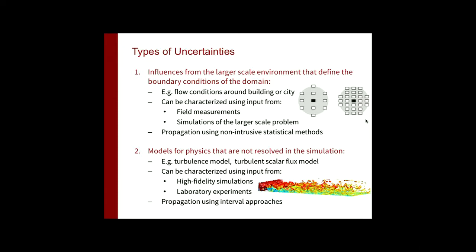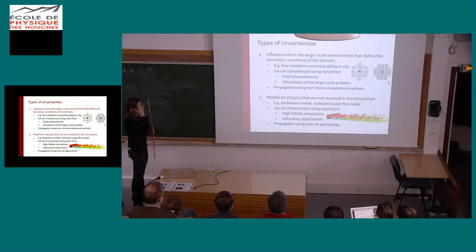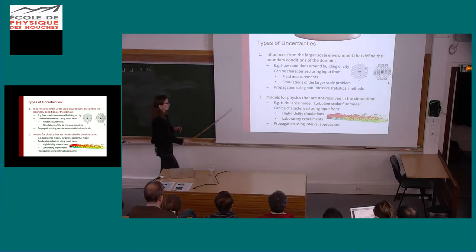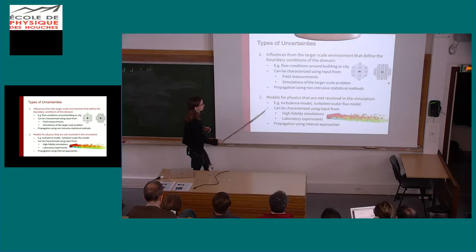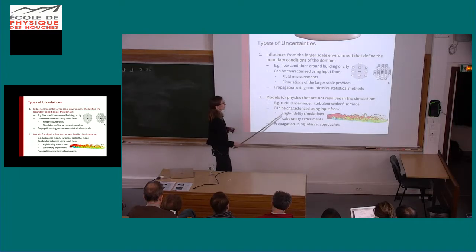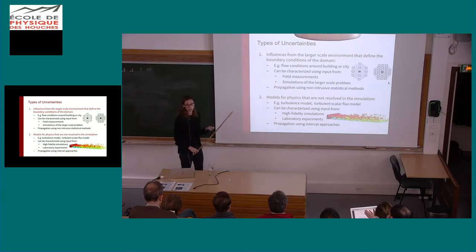Then the second is uncertainties in models for physics that we're not resolving in our simulation. And this is kind of challenging from a physics point of view to quantify, right? So we're thinking here about turbulence models, turbulence scalar flux models. And if we want to get an understanding of these uncertainties, we're going to need input from high fidelity simulations or from lab experiments that measure the quantities that we're modeling with high accuracy.